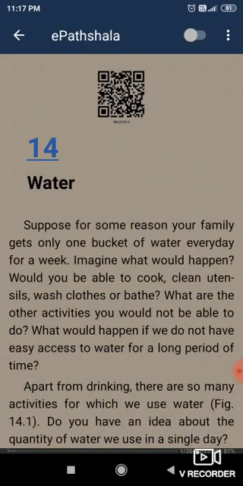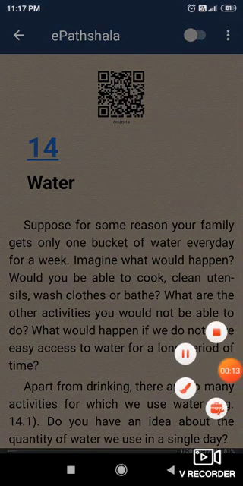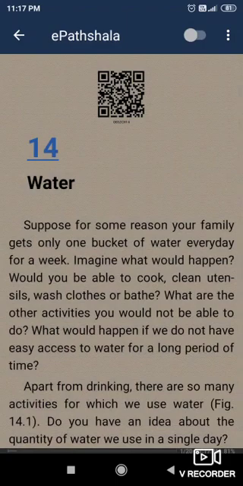Good afternoon, students. Today I am going to start chapter 14 of Science NCERT of Standard 6, that is water. Now let's see about water. We must know that water is our basic necessity to sustain our life.